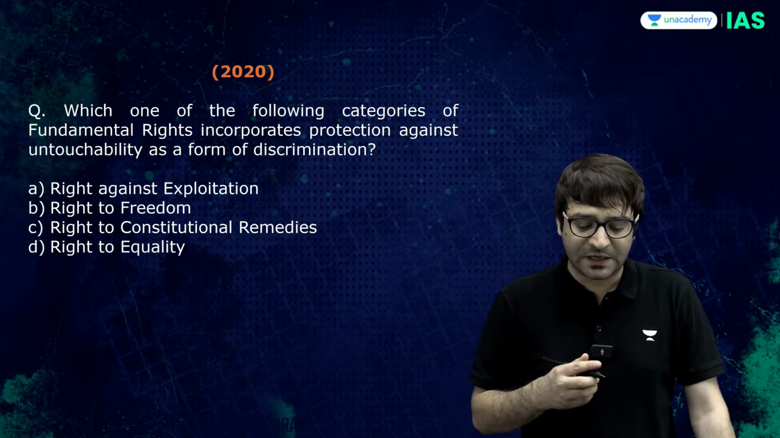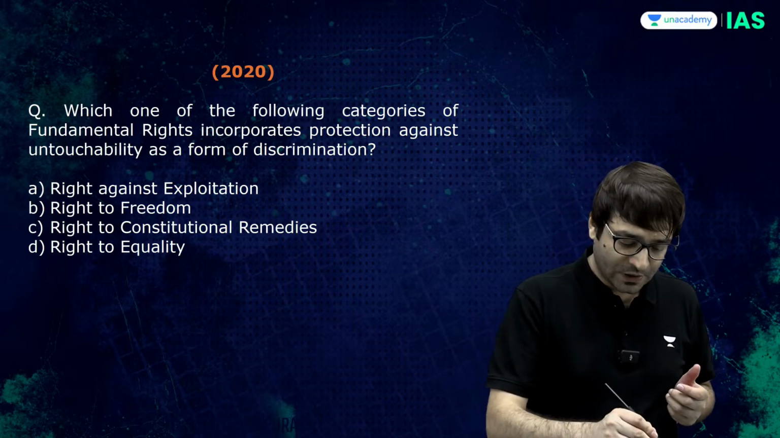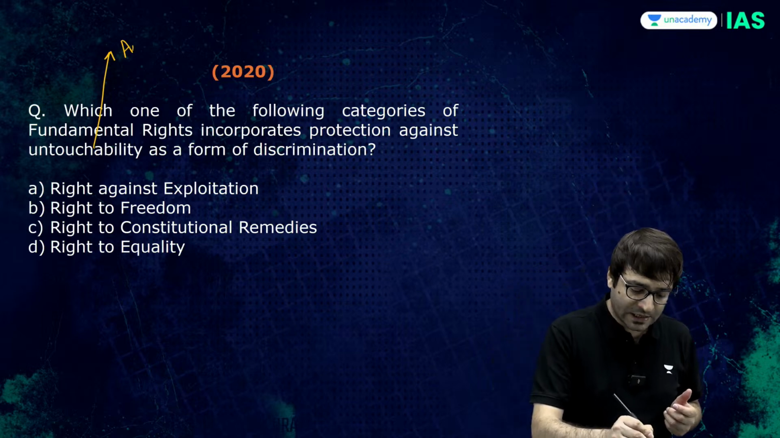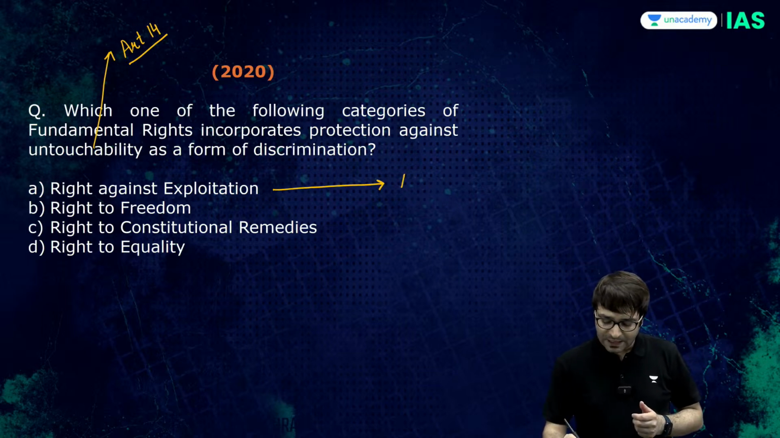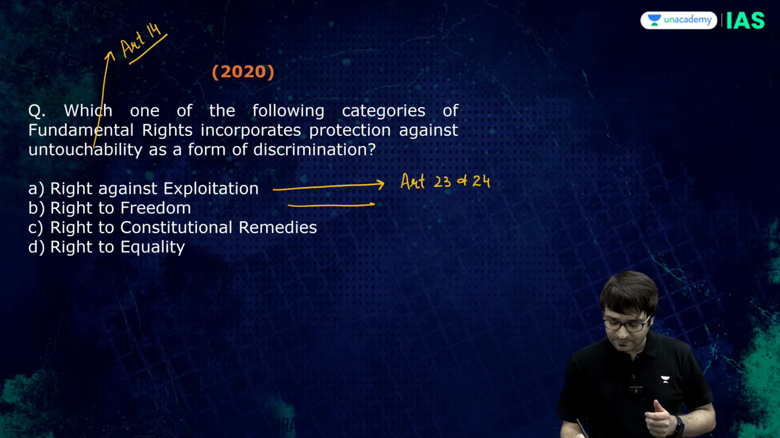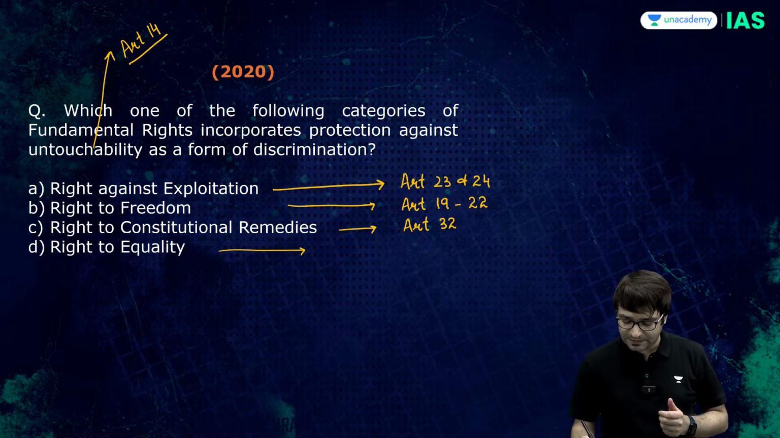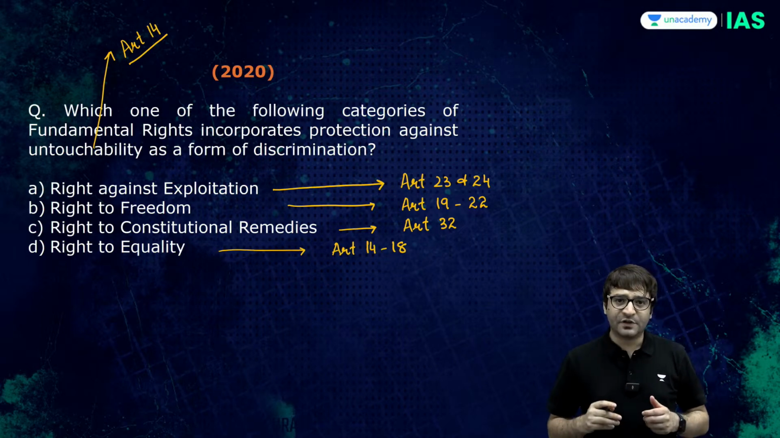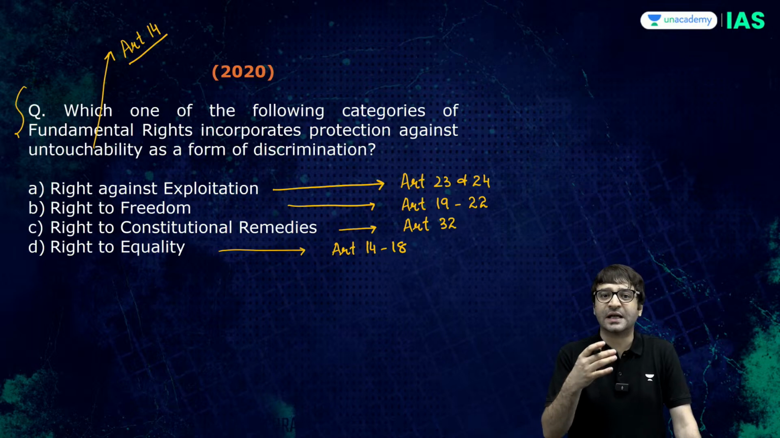Which one of the following categories of fundamental rights incorporates protection against untouchability as a form of discrimination? Untouchability is mentioned under Article 14 of the Constitution. If you look at right against exploitation, it covers Articles 23 and 24, right to freedom, Articles 19 to 22, right to constitutional remedy, Article 32 of the Constitution, and right to equality covers Articles 14 to 18, which means it is in this category, right to equality, that untouchability as a form of discrimination has been abolished.